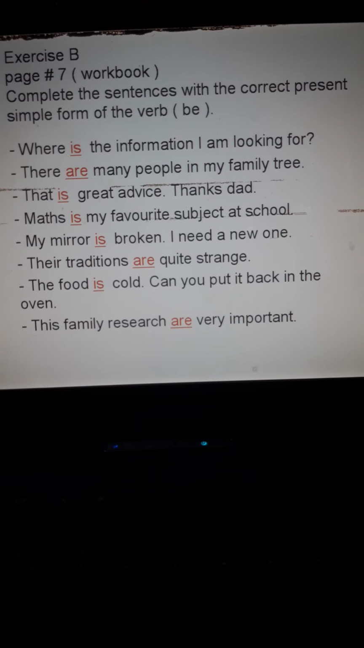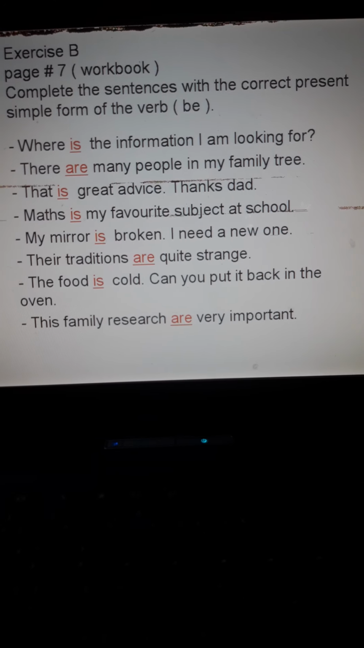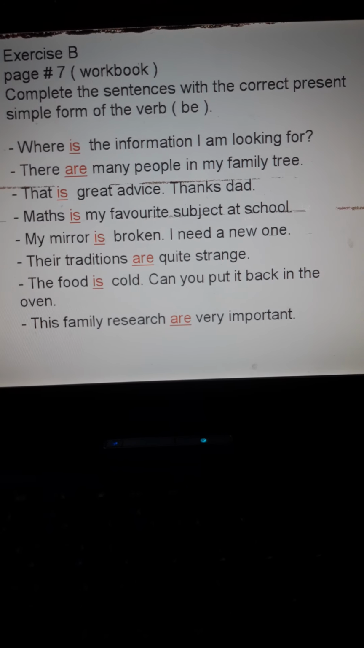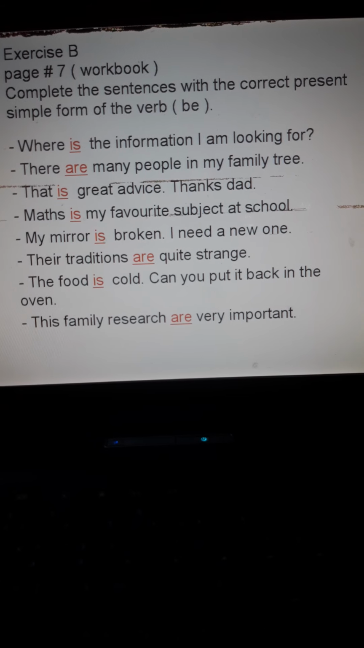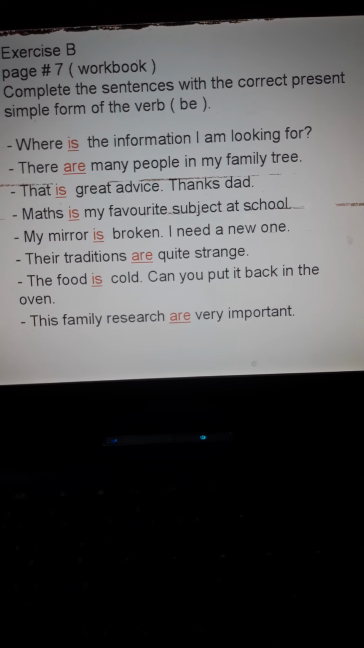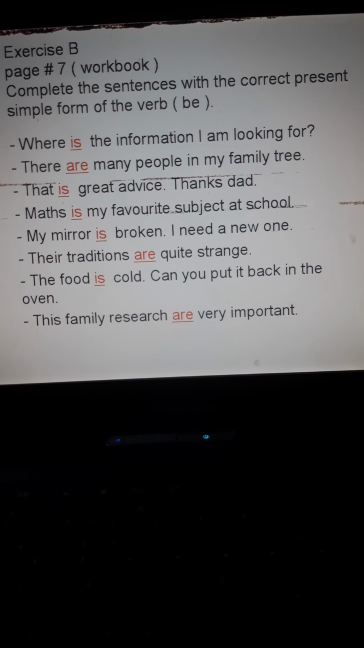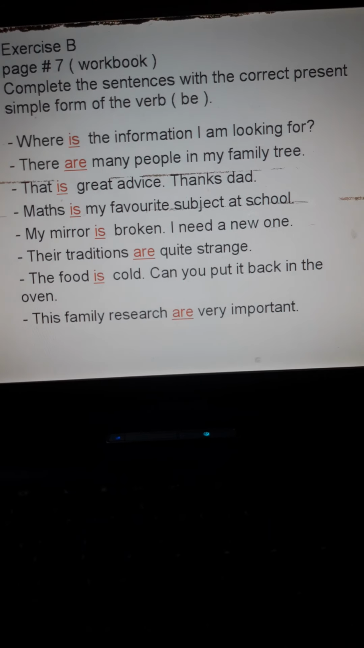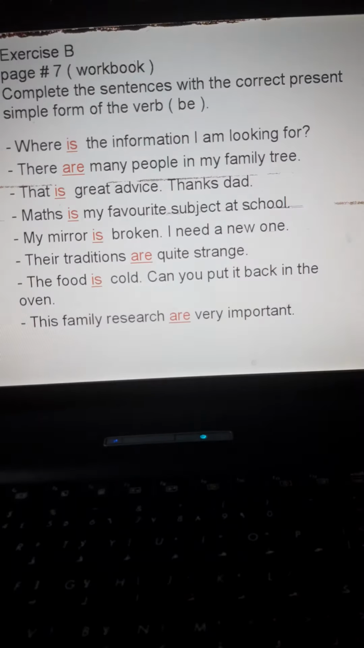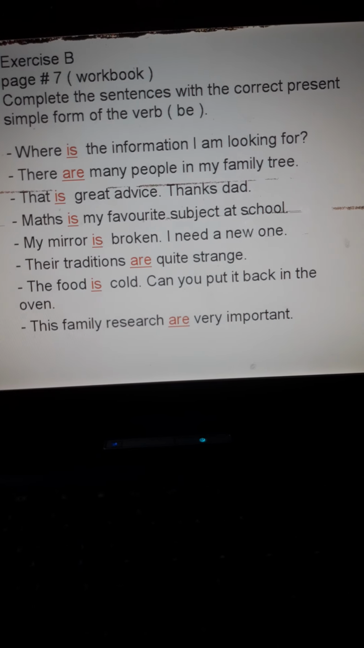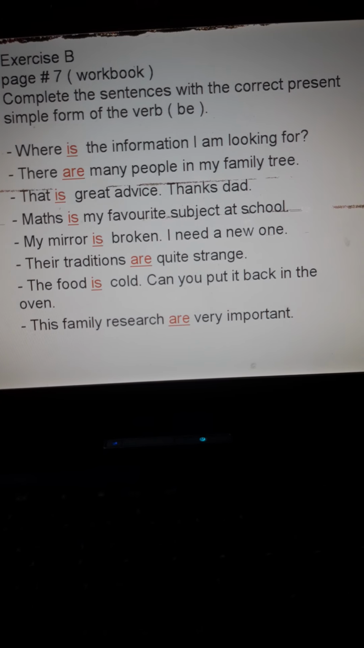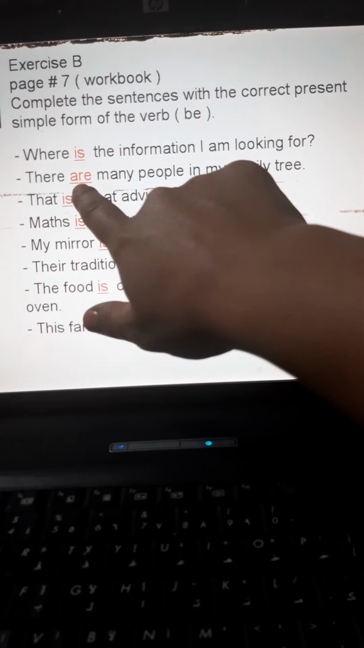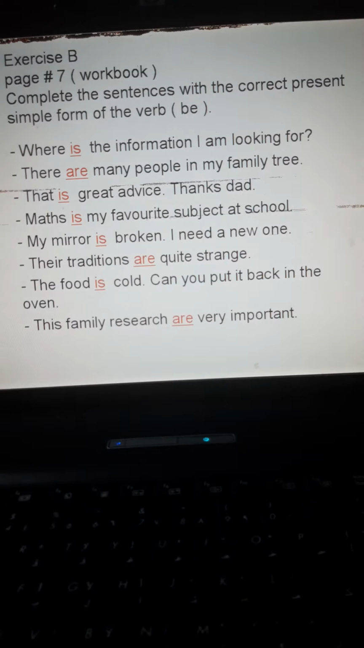So, where is the information I am looking for? Information is an uncountable noun, so it takes a singular verb. So, where is the information I am looking for? There are many people in my family tree. People is a countable noun, so it takes a singular or plural verb. People is plural, so we used are. There are many people in my family tree.